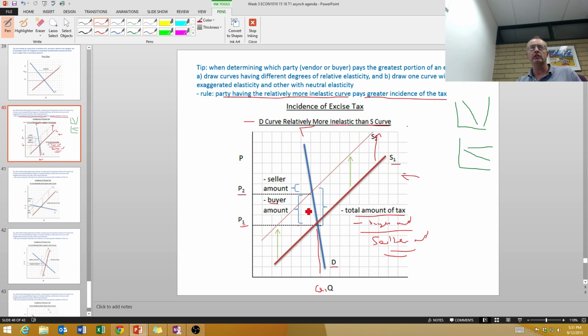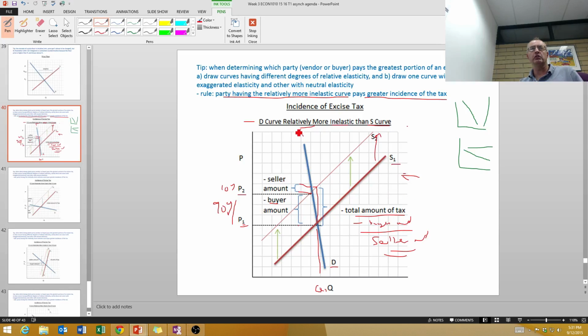So you can see just by eyeballing this diagram that when the demand curve is relatively more inelastic than the supply curve, the buyer ends up paying the greatest incidence of the tax, because here's 90% of the tax here, and here's 10% here. So this 10%, this is simply the vertical distance. The total amount paid is the vertical distance from the original equilibrium price plus the amount of the tax. And so this little bracket refers to that amount there.